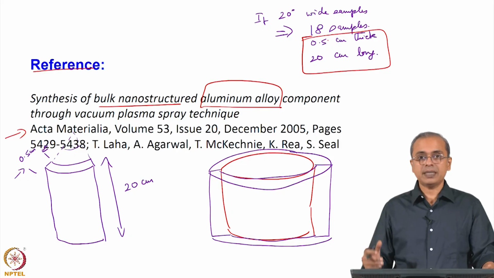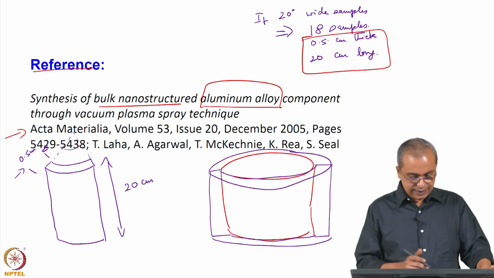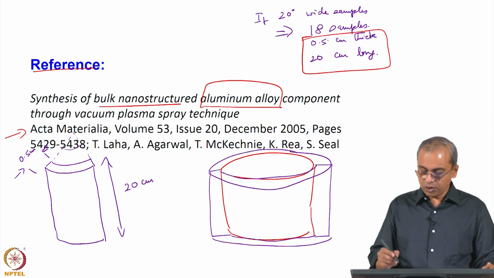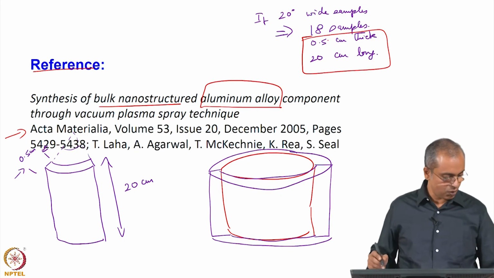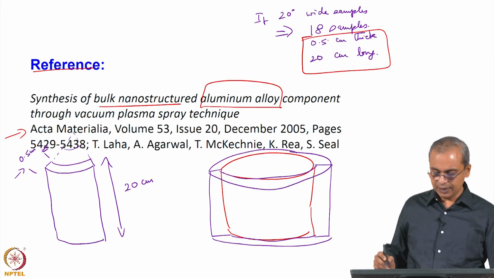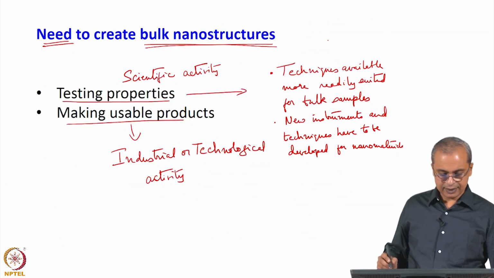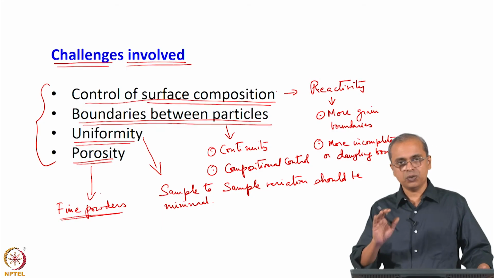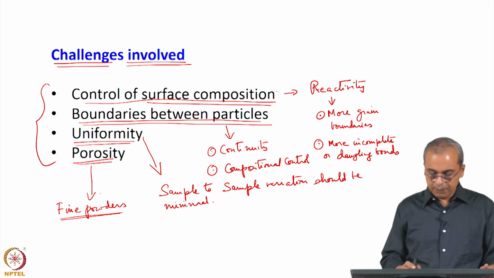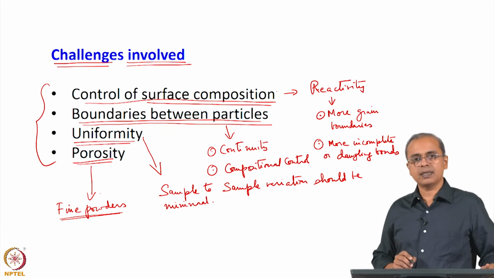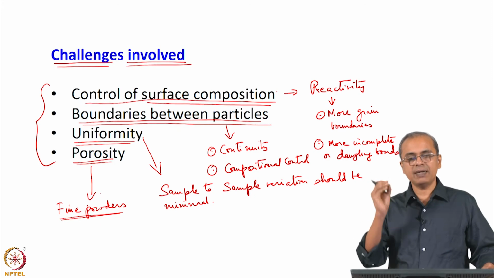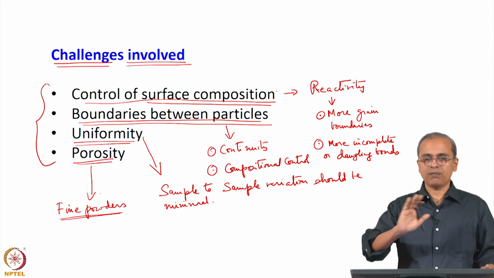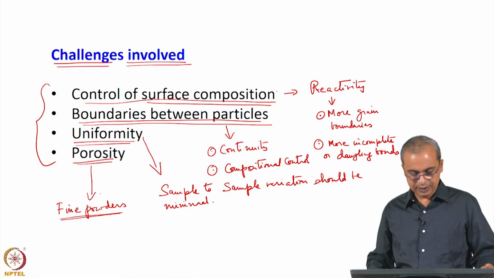I mean make the product out of it. And as I said, all the challenges that I originally mentioned are negated in this particular process here. So, surface composition, reactivity is not an issue, you have an argon atmosphere. Boundary between particles is not an issue because you have very high velocities, and so that splat forms a very nice boundary between the particles.